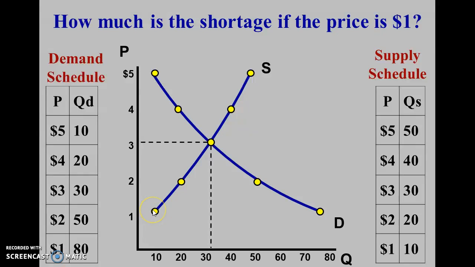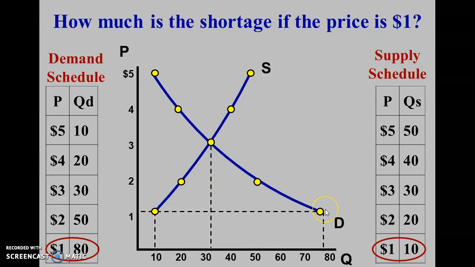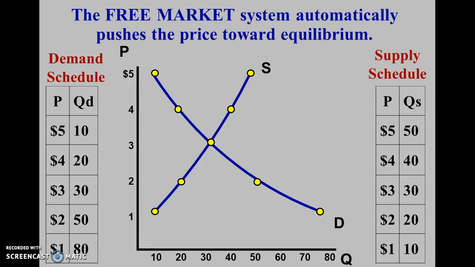If your price is only $1, suppliers are like, no way. Yet the quantity demanded is going to be huge, and we're going to have a massive shortage. What would the size of that shortage be? You got it, 70.